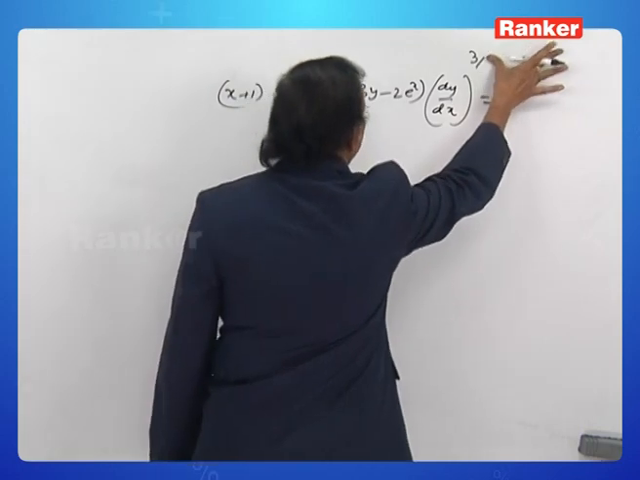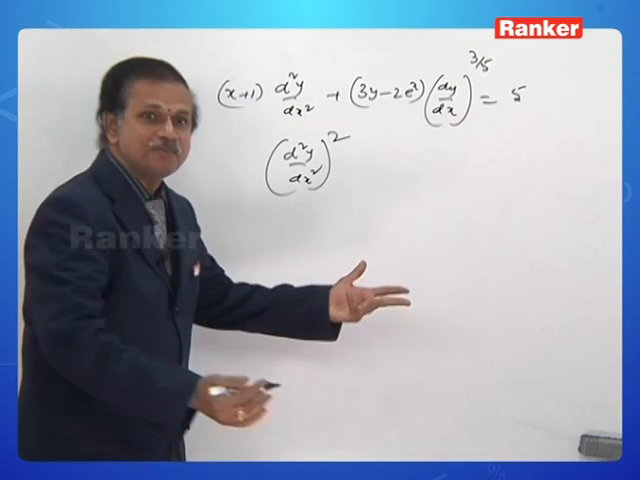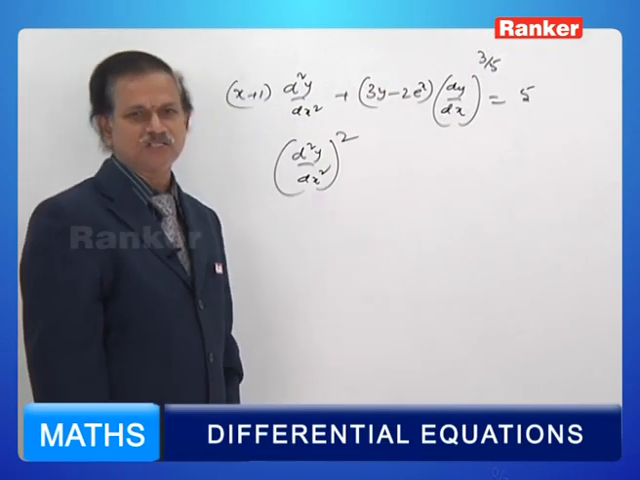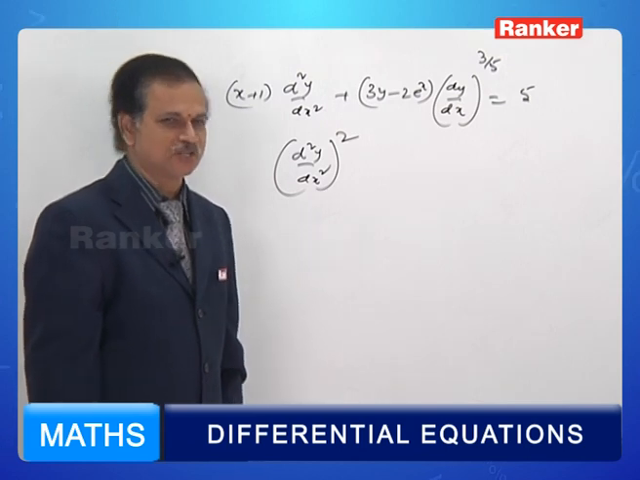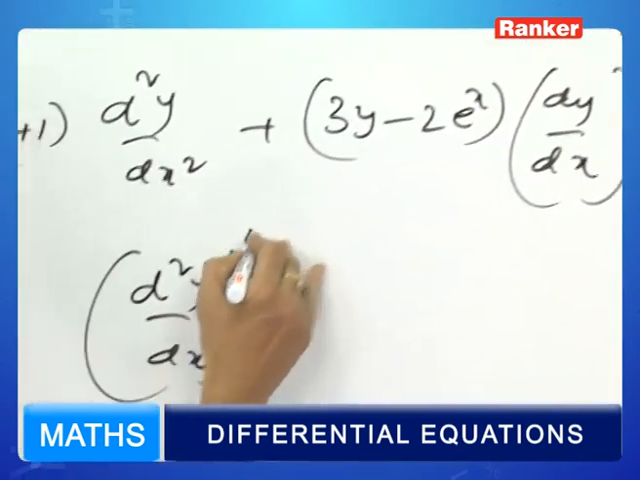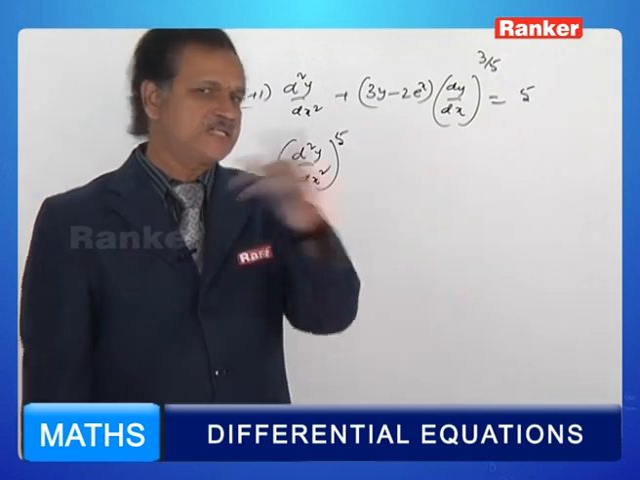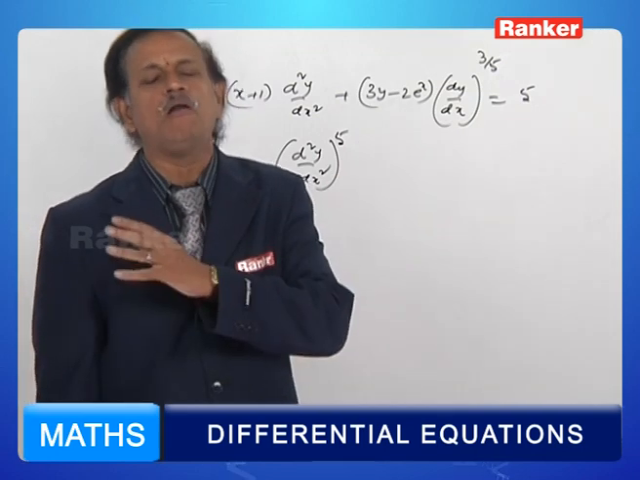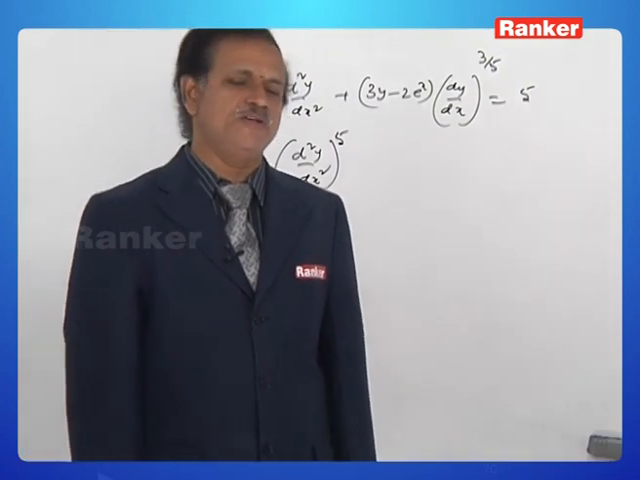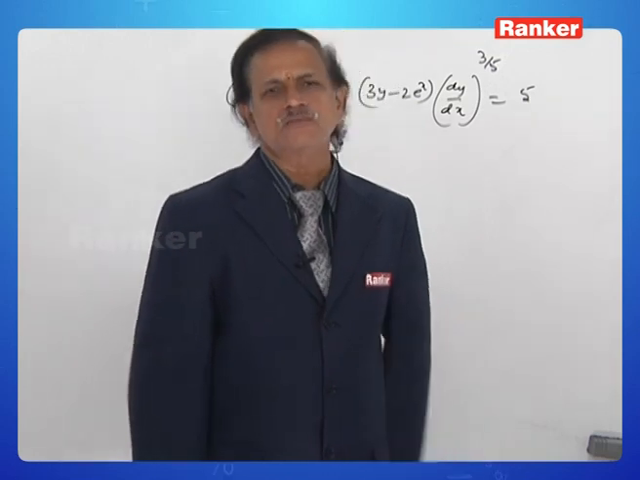Suppose this exponent is, sorry, whole to the power of 3 by 5. What happens to this? To eliminate that, you will raise to the power of 5, isn't it? Then you will be observing d square y by dx square whole to the power of 5 in the resultant equation after getting all the simplifications. What can you say about the degree of the differential equation at that instant? It is 5, of course.